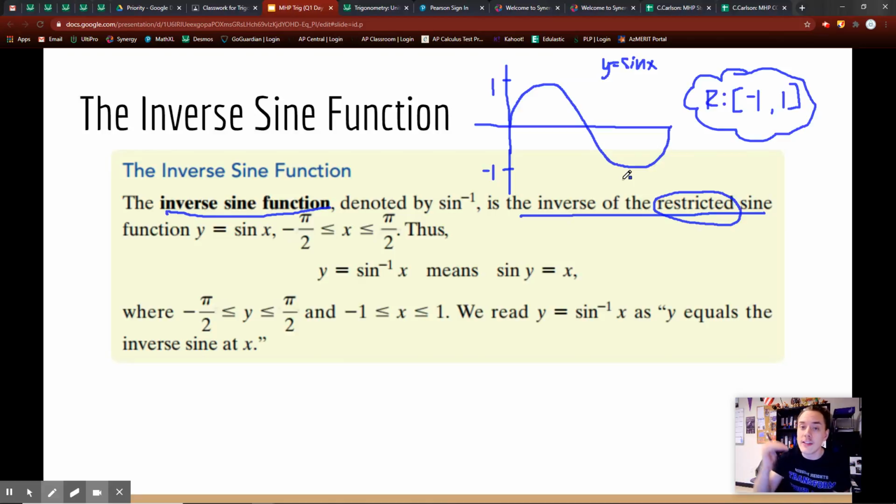We took off the negative part, right? In order to make it a function. Same thing here. We take off certain parts of my sine function when we find the inverse. And then, because I'm taking off certain parts, I'm restricting it to this. This is very important. Write this down. I'm restricting it to this. That is what makes the inverse sine function an actual function.